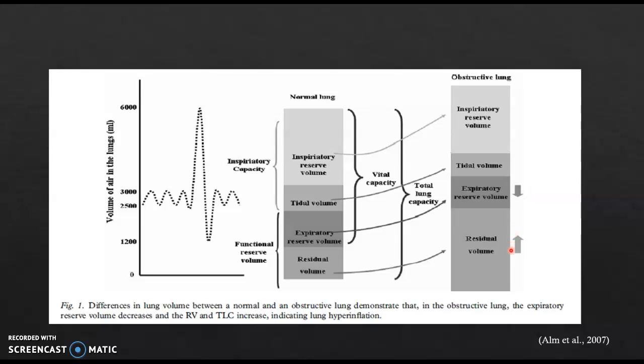The residual volume is increased greatly between our obstructive lung and our regular, normal lung. And then also that total lung capacity. The total lung capacity is all the way from the bottom to the top of the gray boxes. That's what's considered the total lung capacity. In the obstructive lung, that lung capacity actually increases as well, which is what indicates the state of hyperinflation.